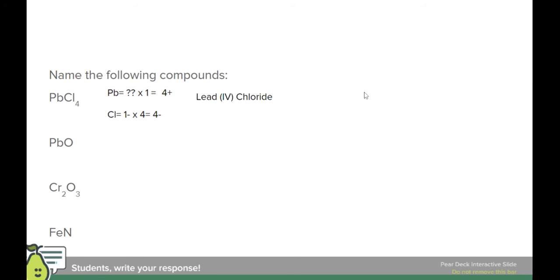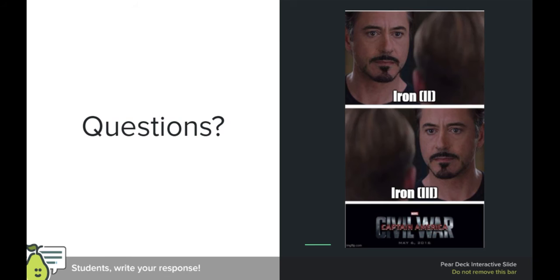All right, so you try the next 3. Give me the names of PbO, Cr2O3, and FeN. All right, any questions? So right now I'm going to give you an opportunity to put a question in, and then when we come back, I'll answer those questions that you put in here in class.